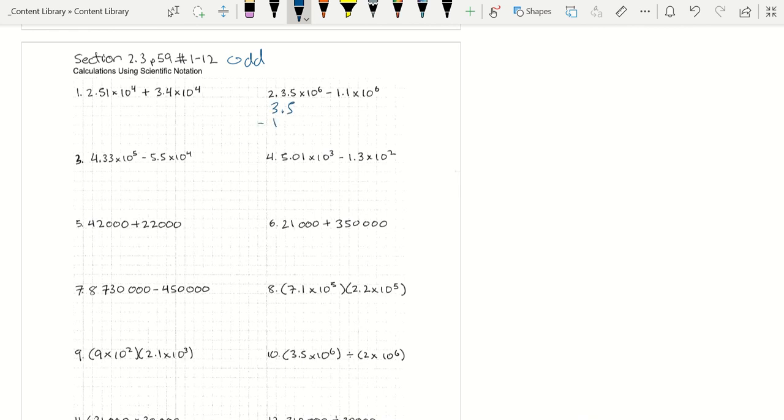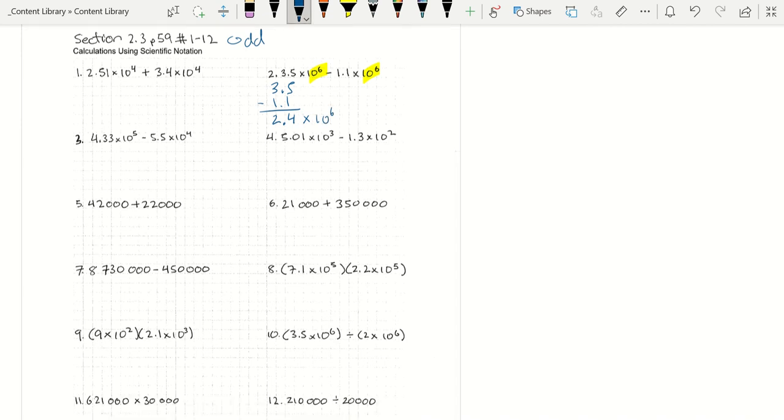Just like we did before, we'll take 3.5 minus 1.1. 5 minus 1 is 4. 3 minus 1 is 2. Carry the decimal. We have 10 to the 6 and 10 to the 6. They are the same, and because they are the same, we can simply add 10 to the 6. And to be clear, I think subtraction and addition is a bit more challenging than multiplication, so I'll do one example like this, 5.01 minus 1.3.